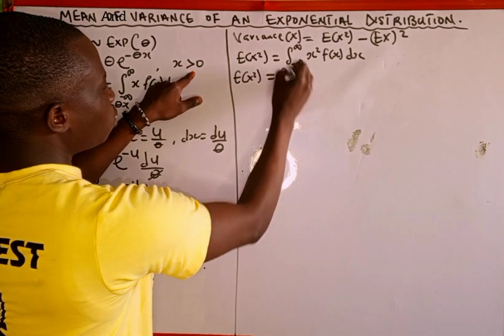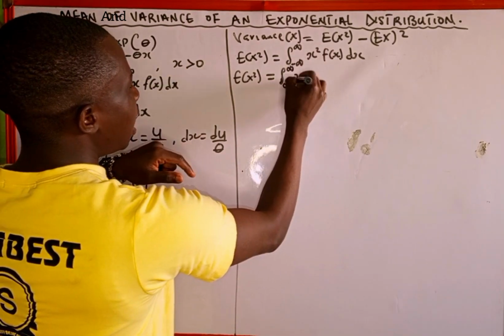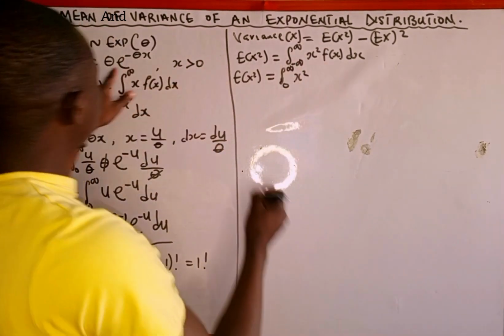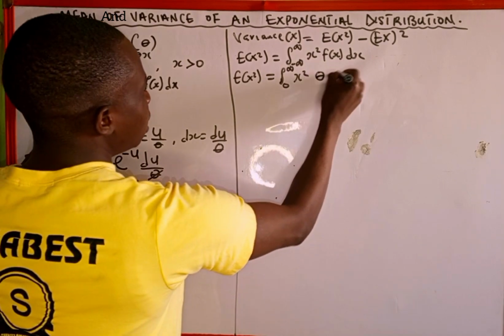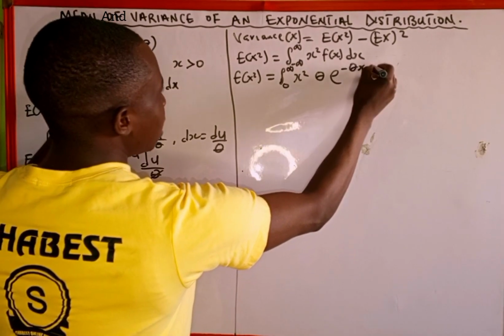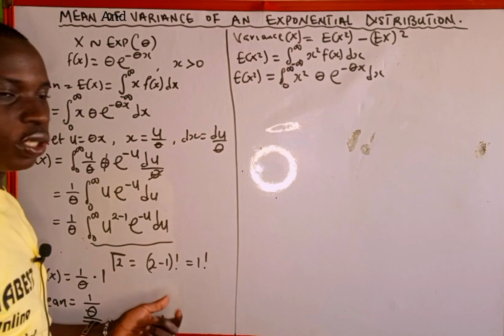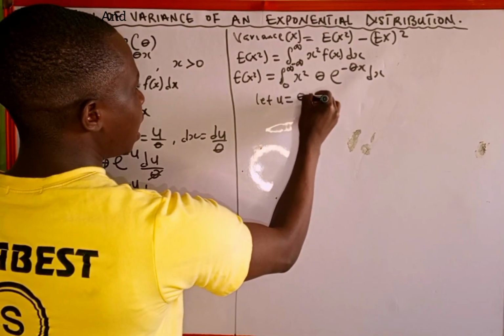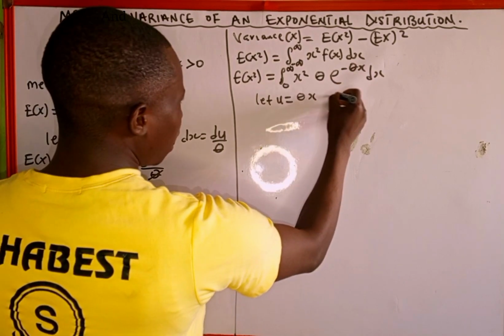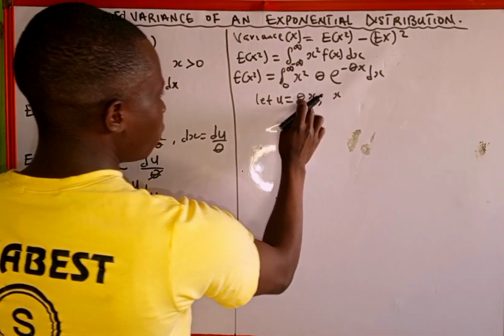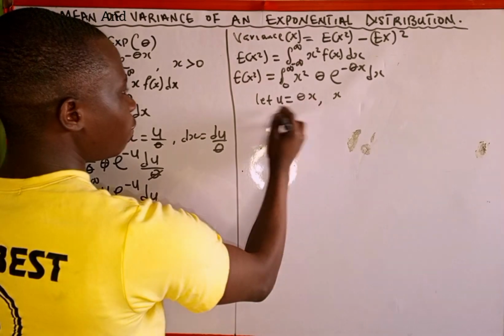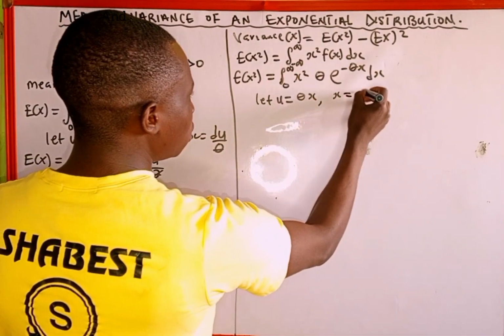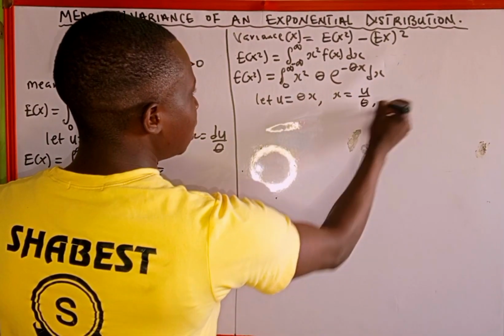The expected value of x squared is the integral from 0 to positive infinity of x squared times f of x, which is theta times exponential of minus theta x dx. Now we do the same thing. We let u be equal to theta x. Then x, if we make x the subject of the formula and divide through by theta, is going to be u over theta.